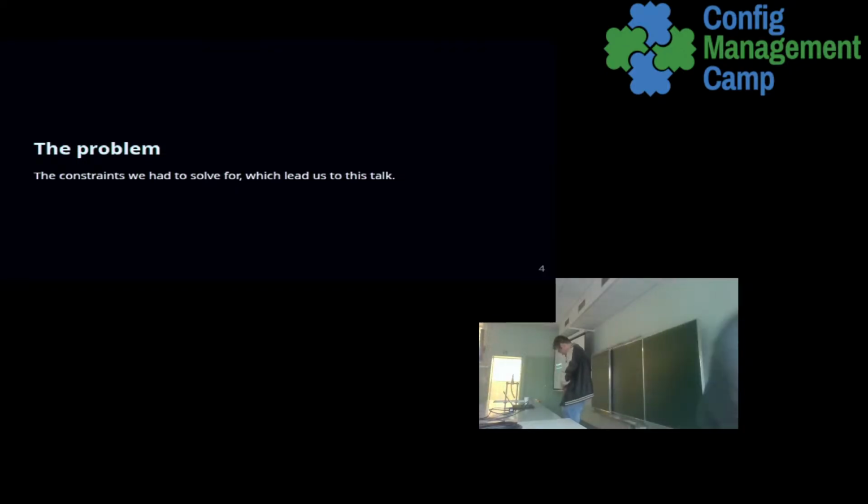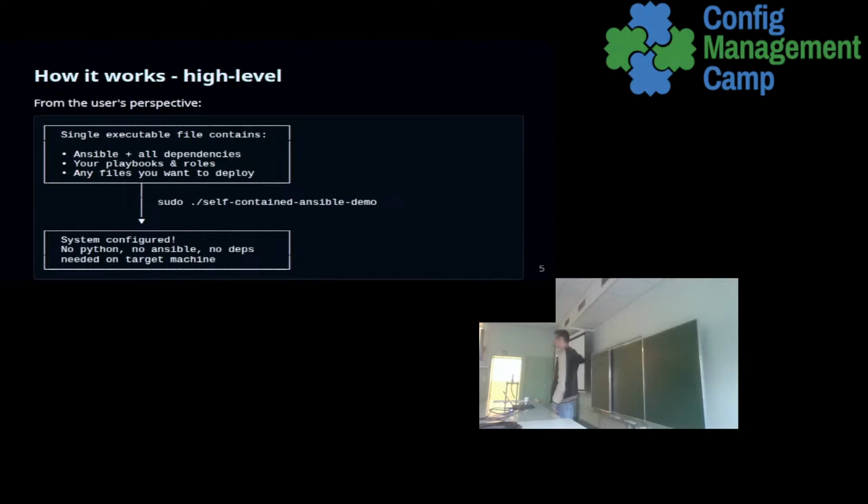Alright, let's carry on. That's what we had to solve for, and I'm going to show you how we did that. So here's how it works. If you're a user, you get a single executable, which has Ansible and all your dependencies. You don't need Ansible on your host system. Your playbooks, your roles, anything you want to deploy, it's inside this. As a user, you run sudo, my executable, and everything's configured. You don't need Python on the host system. You don't need anything. As long as it's a Linux machine, you're good.